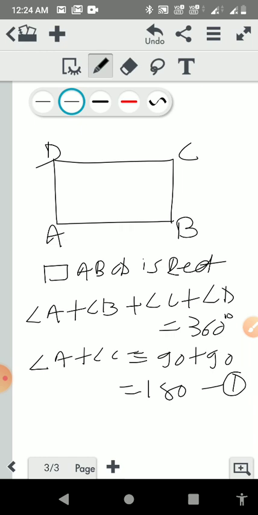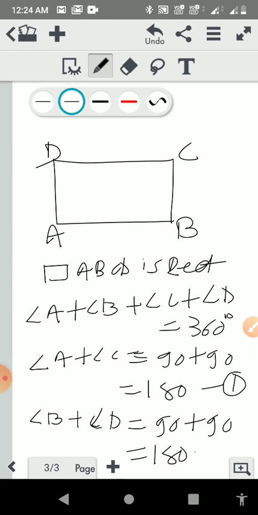Similarly, if I consider angle B plus angle D, I simply add these angles. Again angle B is 90 degrees and angle D is 90 degrees in a rectangle, isn't it? So again this addition will be 180. I am giving this as equation number 2. All are 90 degree angles in a rectangle, so angle A and angle C is 180, and similarly angle B and angle D is 180. These are equations 1 and 2.